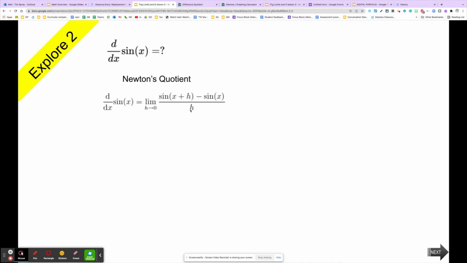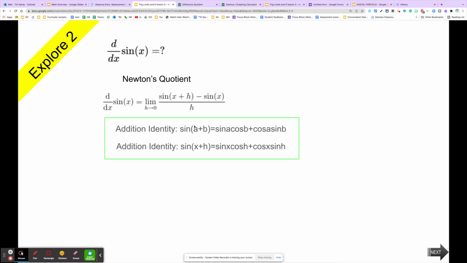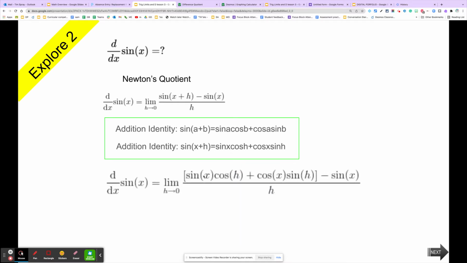And remember, this is h because it's x plus h on the bottom. Subtract x, and the x's would cancel out, leaving us with h. Now, do you notice that this is of the form sine of a plus b? So we're going to use this identity, which we proved, and fill it out. So there we go: sine x cos h plus cos x sine h minus sine x, over h.